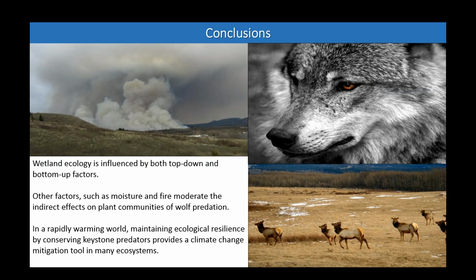So to conclude, I found in my early work and in the work I'm doing today with a research team that wetland ecology is influenced by both top-down and bottom-up factors, that moisture and fire moderate the indirect effects of wolf predation on plant communities, and that in a rapidly warming world, what we're doing now is essentially an ecological restoration project that is landscape scale to maintain ecological resilience.